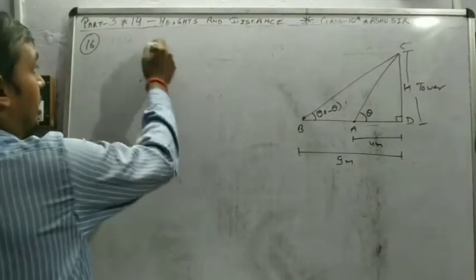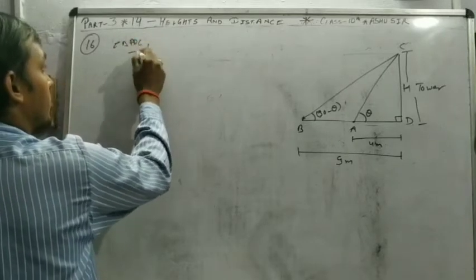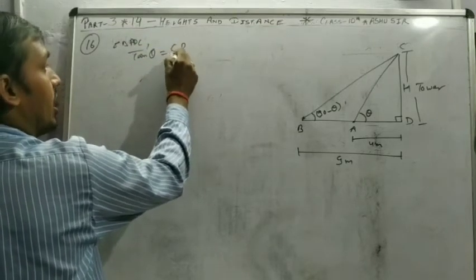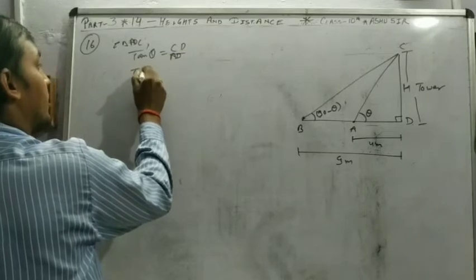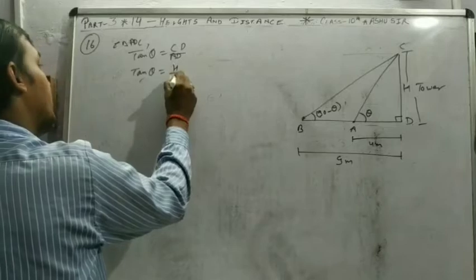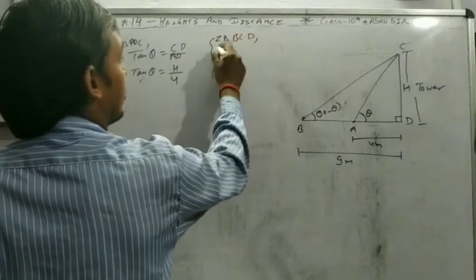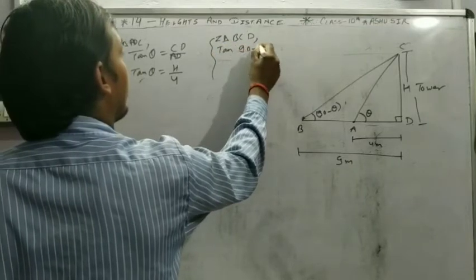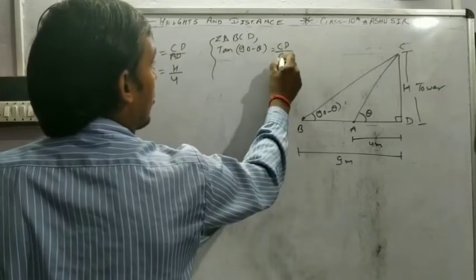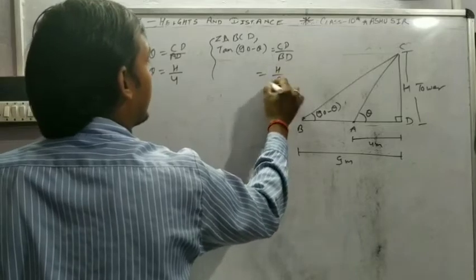Okay, then take triangle ADC, tan theta equals CD upon AD. Tan theta same, CD is h, AD is 4. In triangle BCD, tan 90 minus theta equals CD upon BD. CD is h, BD is 9.